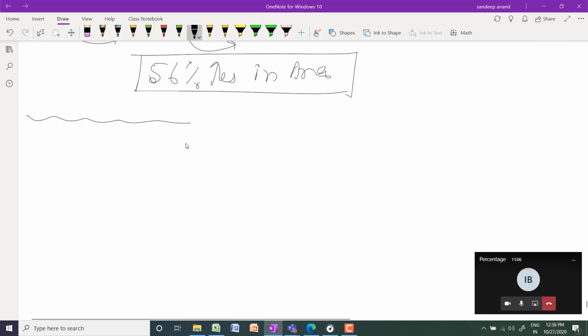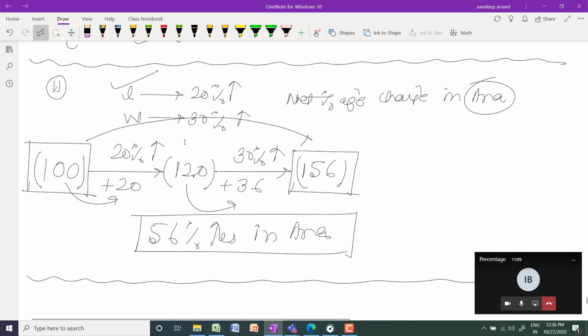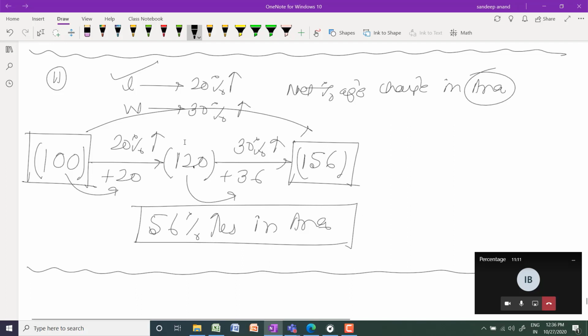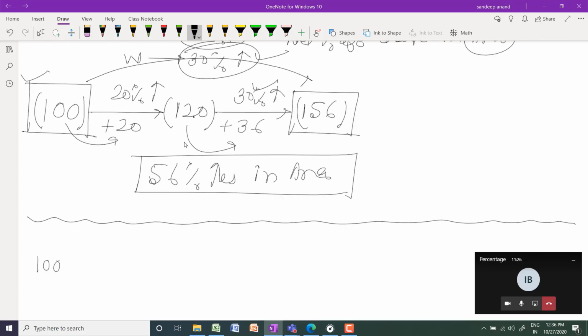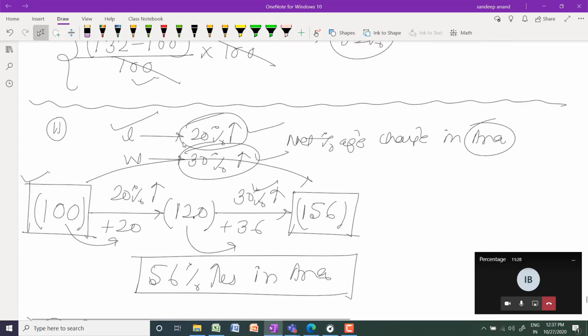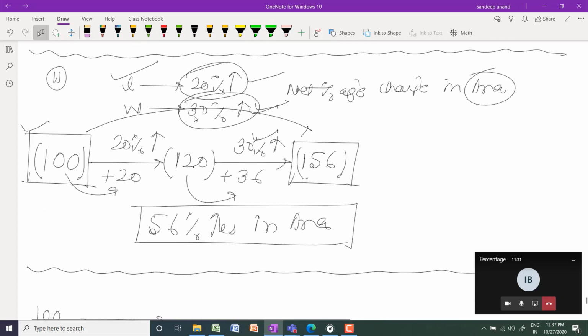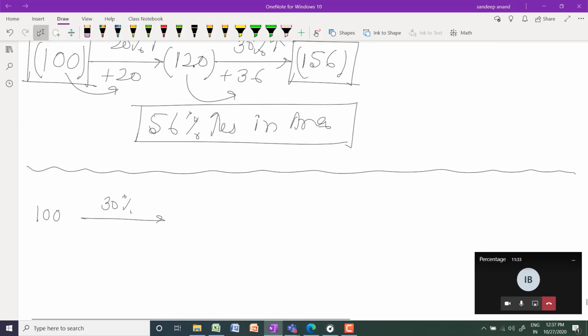Now I am telling one thing more. Suppose a student, in this question I increase 20% first and 30% later on. But what happens if you increase 30% first and 20% later on? Now I am doing the same question but in reverse order. First I am increasing the 30%, the width value. What is 30% of 100? Obviously it is 30. So I need to add this, so this value becomes 130 here.